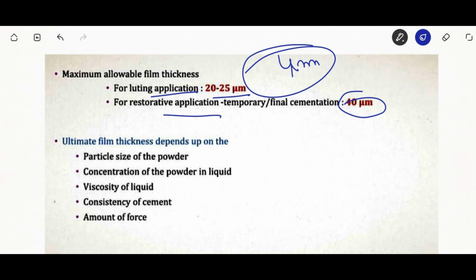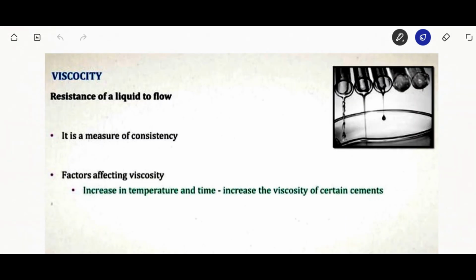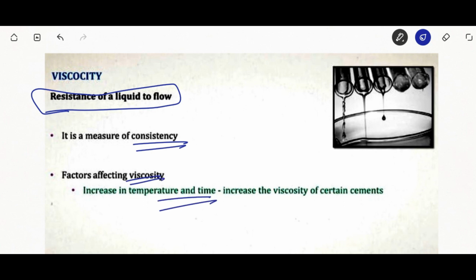Next important property is the viscosity. Viscosity is the resistance of liquid to the flow. It is a measure of the consistency. What are the factors that affect the viscosity?